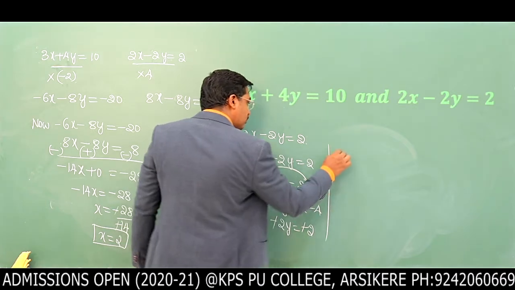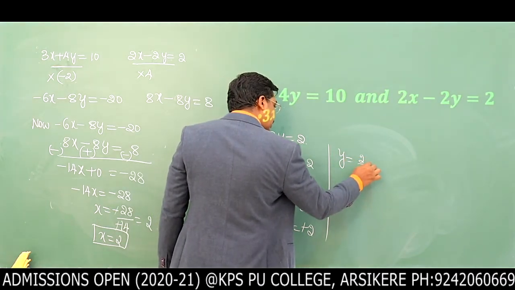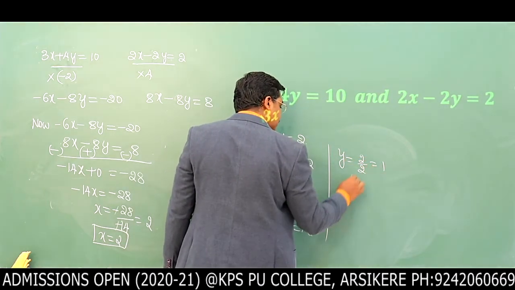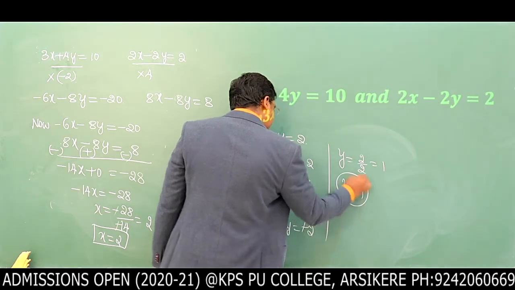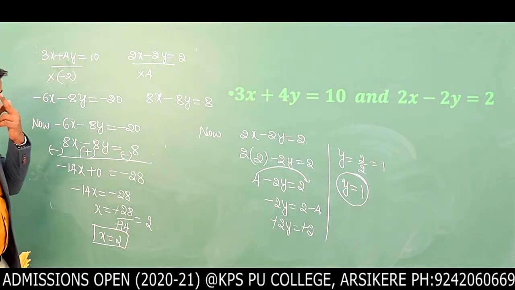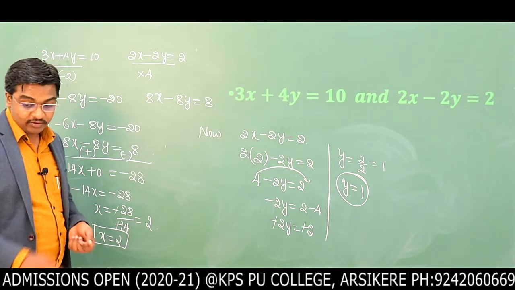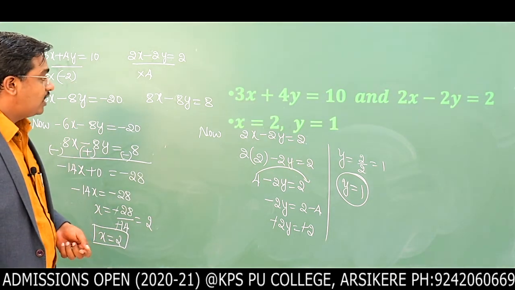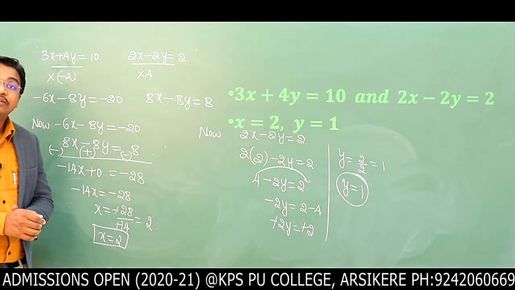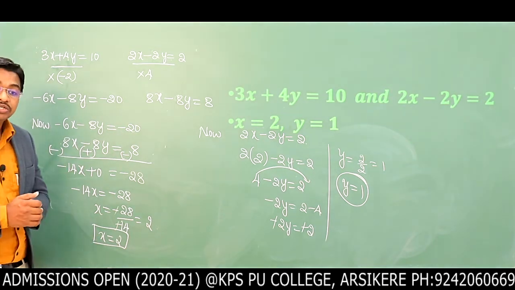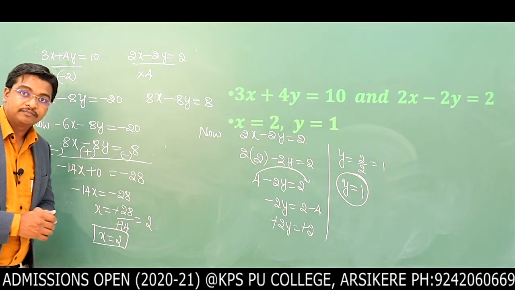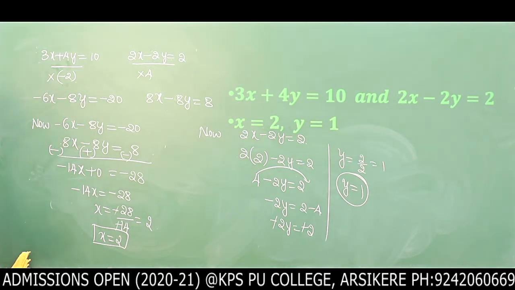What is y then? y is equal to 2 divided by 2, you are left with 1. Therefore y is equal to 1. Therefore the value of x is here plus 2 and y is 1. These are the values of x and y. This is the method by using the elimination method. Understood, children? Take a pause and note all the things that I have written here.